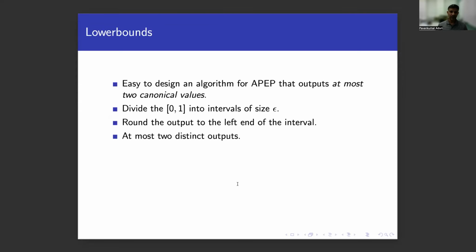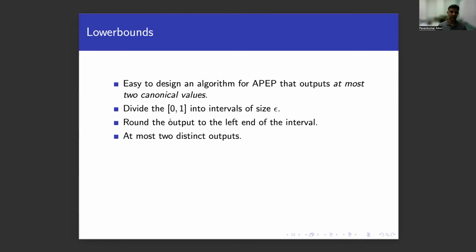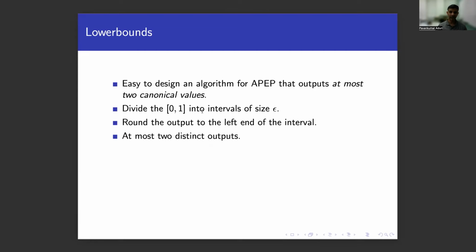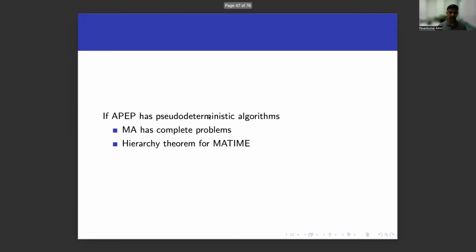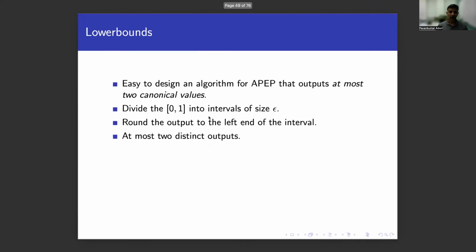Let's again look at the standard approximation algorithm for APEP, and we can convert that algorithm so that it's going to output at most 2 canonical values. What we do is look at the interval [0, 1] and divide it into subintervals of size epsilon, and you run the algorithm and round the output to the left end of the interval. Now it can be shown that we're going to have 2 distinct outputs.